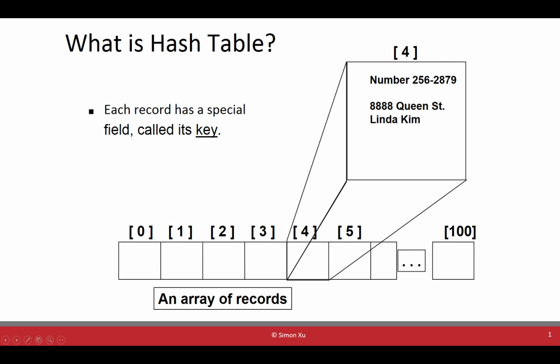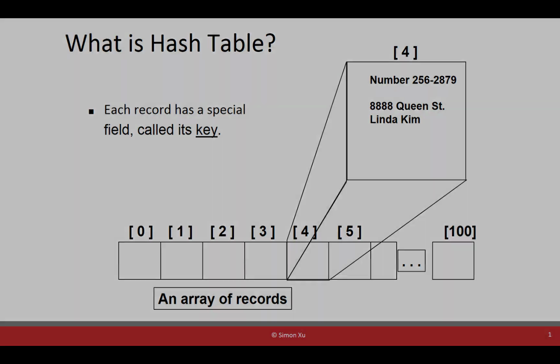A hash table actually is an array of records. For example, for this hash table we have 101 records. Each record has a special field called key. In this example, the key is the integer field called phone number.